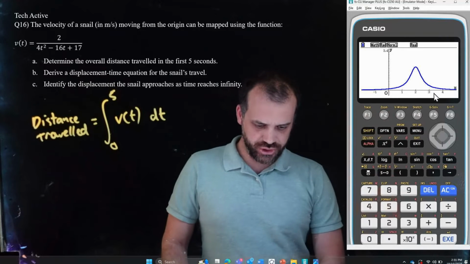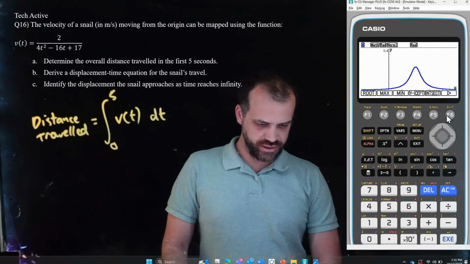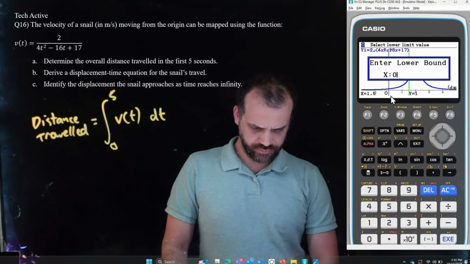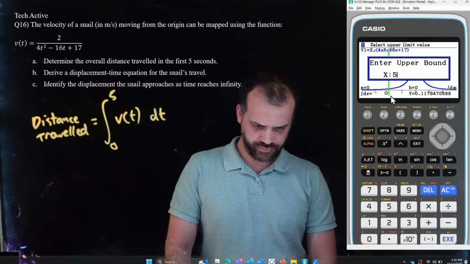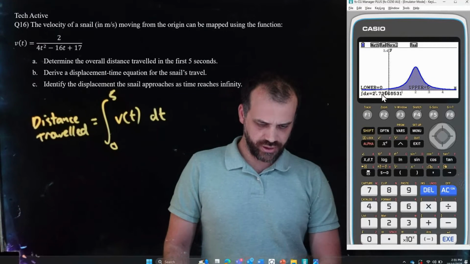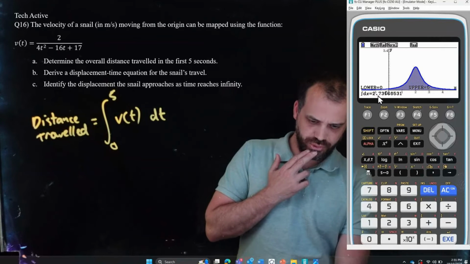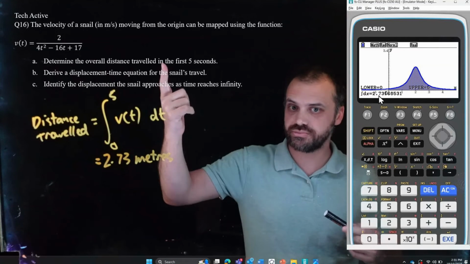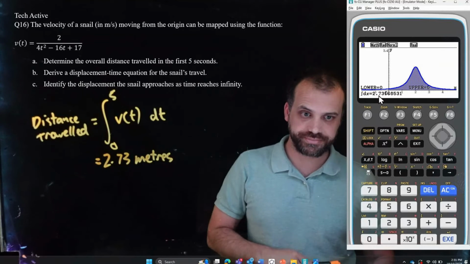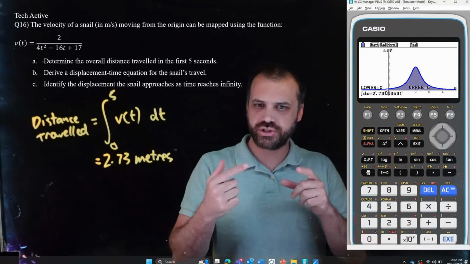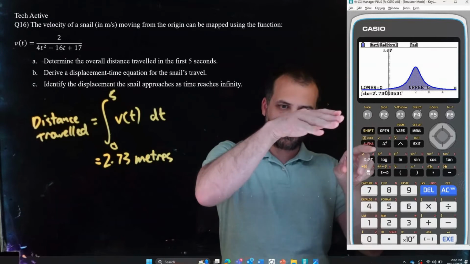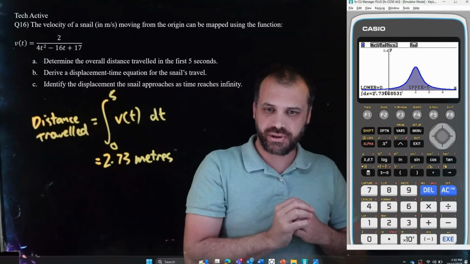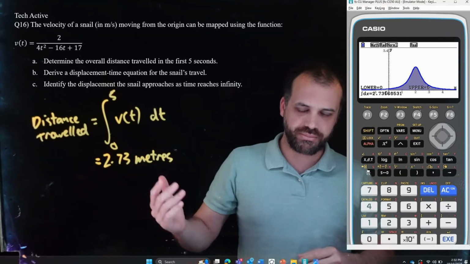All right, so we should just be able to integrate from 0 to 5 here. Okay, and we get an answer there of 2.73. And that's meters because it's traveling at meters per second. So that's a pretty kind question, part A. That curve's all above the axis, so we've got no problems with areas being below and areas being above. Very straightforward, probably 1 mark.